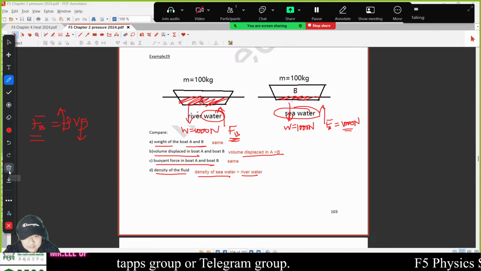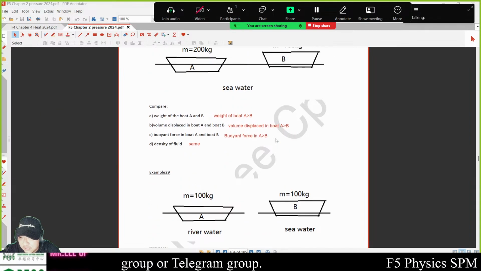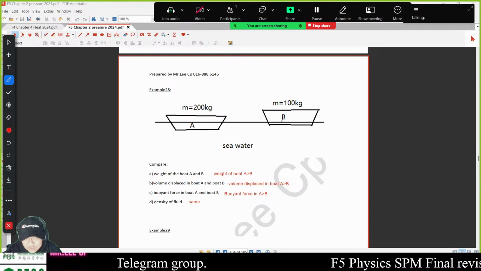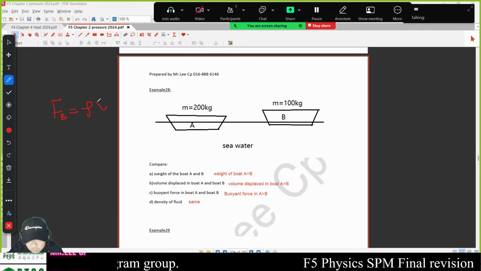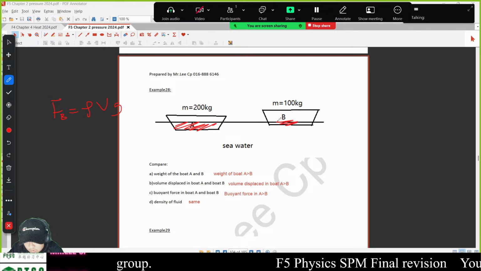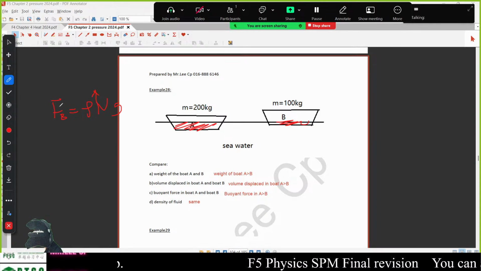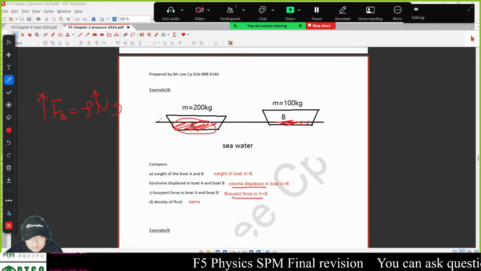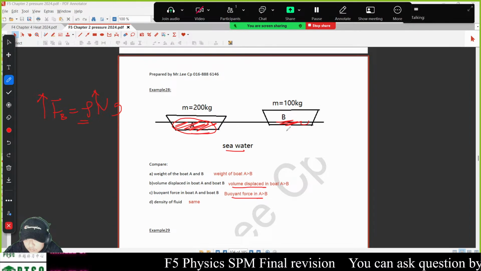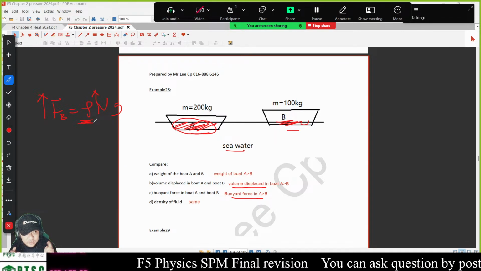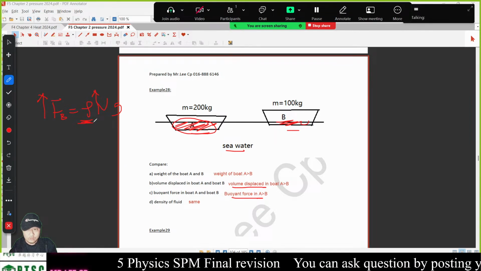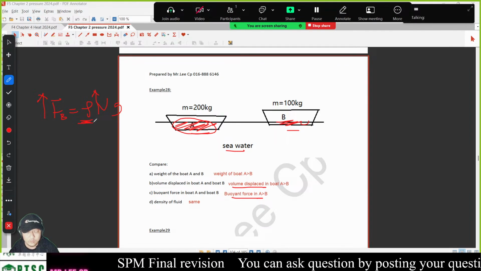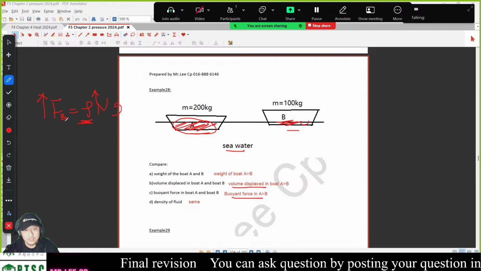Okay. Now for this question, these two buoyant forces are not the same. Buoyant force is equal to rho Vg. The more the volume displaced, the more the buoyant force. Why? Because the density, both are the same. You need to see which density is different. Is the density same or not? Is the buoyant force same or not? When you answer the question, make sure you know.